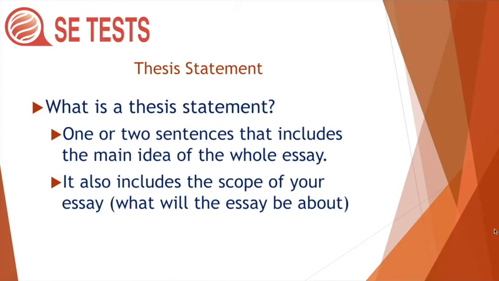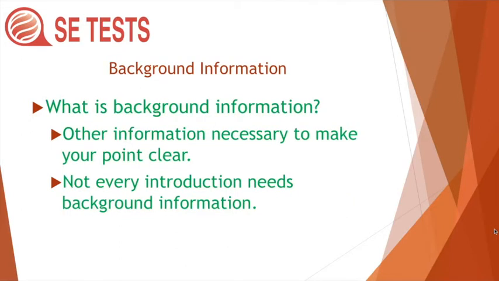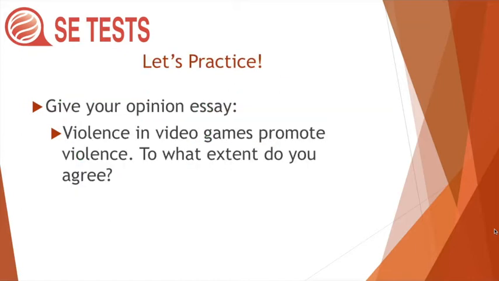Next, you need to write your thesis statement. What is a thesis statement? Well, a thesis statement is 1 or 2 sentences about the main idea of your whole essay. It also includes the scope of your essay. This is what your essay will be about. So next comes some background information. Not every essay requires background information, but it helps to make your point or your introduction clear to the reader.